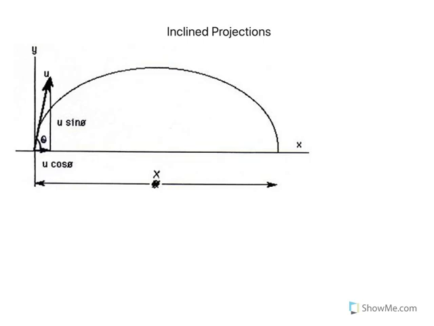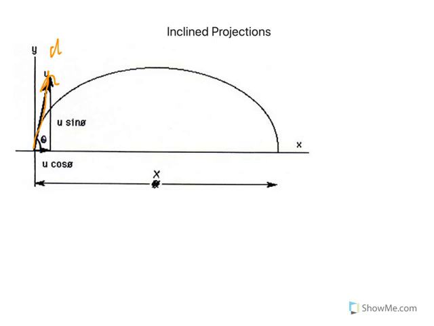Okay, the second part of the projectile motion stuff is what we call inclined projections. So in other words, you throw it at some sort of angle. So here's our thing being thrown at that angle with speed u.